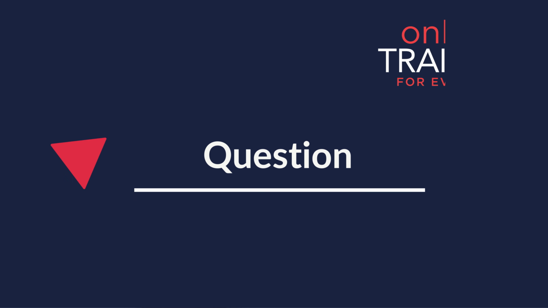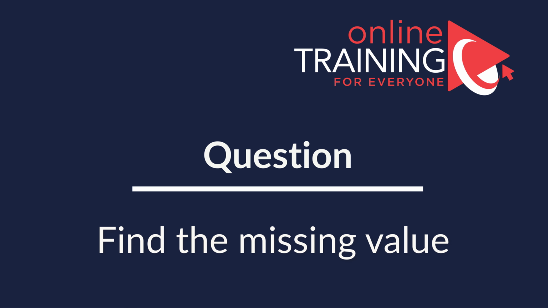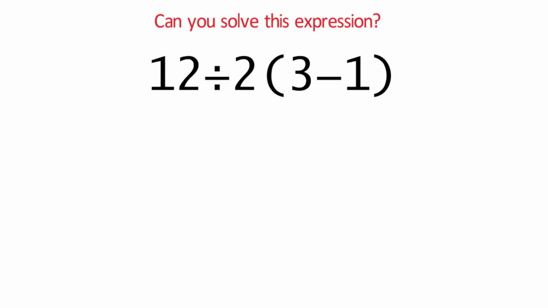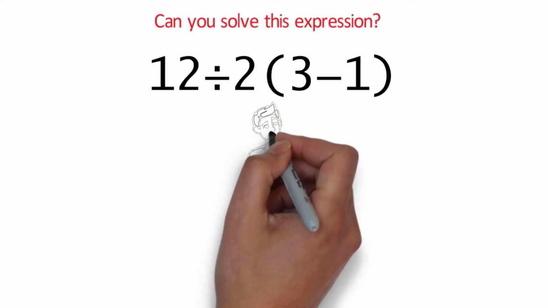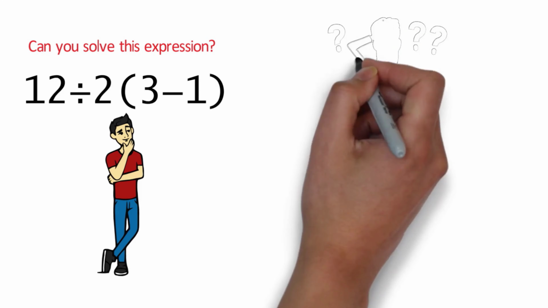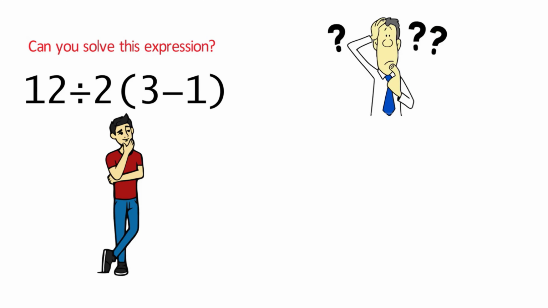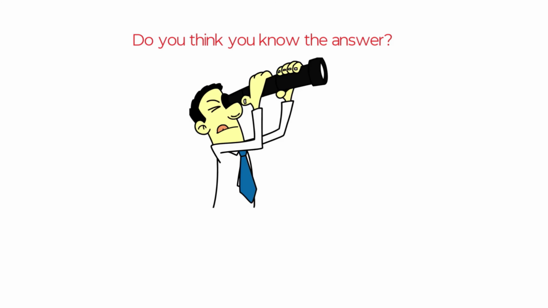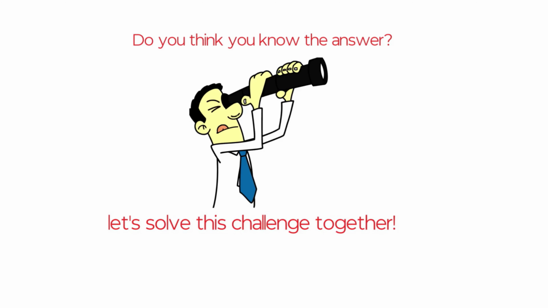Here's the interesting question, which is easy to understand, but at the same time you will have a lot of fun solving it. You need to calculate the simple expression, 12 divided by 2, and then multiplied by the value in parentheses, which is 3 minus 1. Take a look closely and see if you can come up with the answer. There are 3 operations here: division, multiplication, and subtraction. All you need to determine is which one to do first, second, and third. Do you think you know the answer? Let's continue and get it solved together.